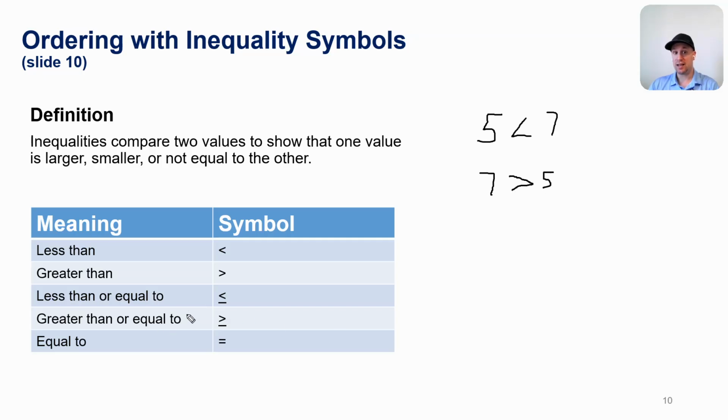Now, we also have less than or equal to with the lines underneath. When we're comparing negative numbers, we're not really going to use these exactly.